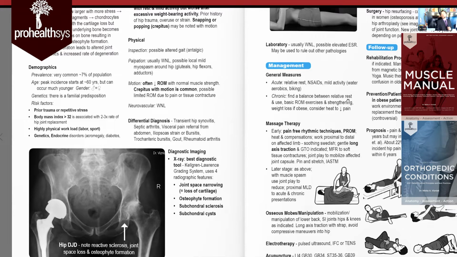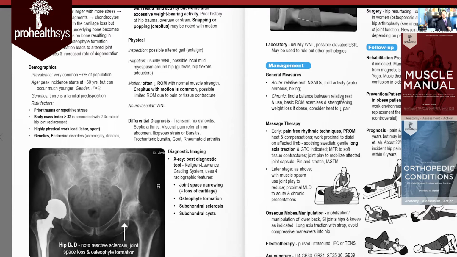Okay, chronic, finding a balance between relative rest and use of that area. Basic range of motion exercises and strengthening are going to be huge. Weight loss if obese, and even if a little bit overweight, try and encourage that weight loss. It'll have more benefits than just their hip. It lowers blood pressure, decreases cardiac event risks, all that stuff is associated with it.